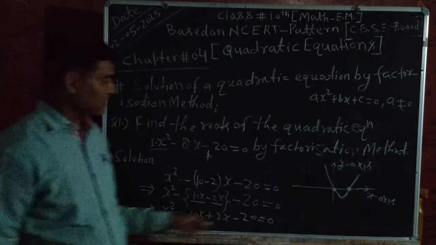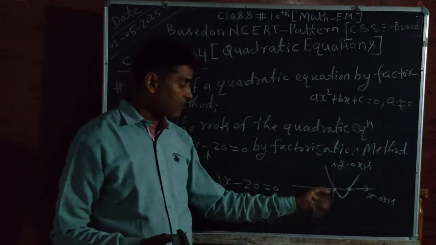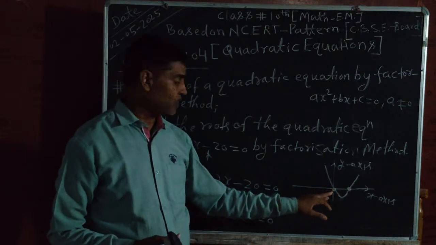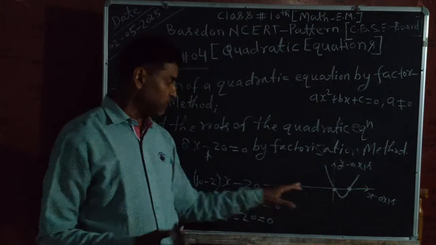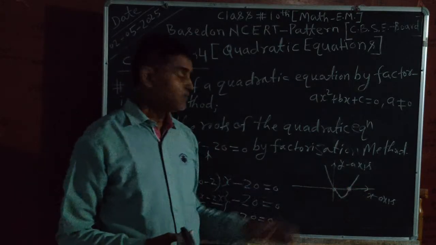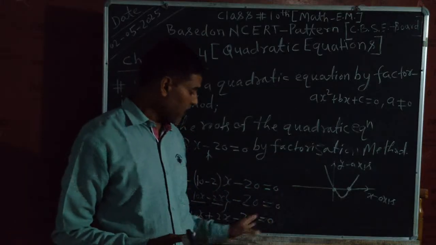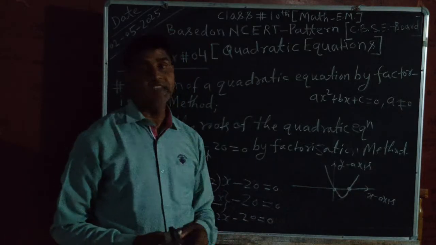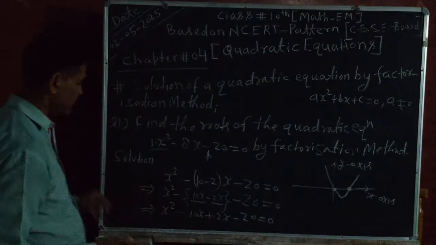It means that both points lie on the x-axis, and both points will intersect the x-axis at a certain point. So what will be the point of intersection? Because on the x-axis all the y coordinates will be 0. So I will get the value of x. So these 2 points I can write with y as 0. Okay, students. So further I am going to resolve this.